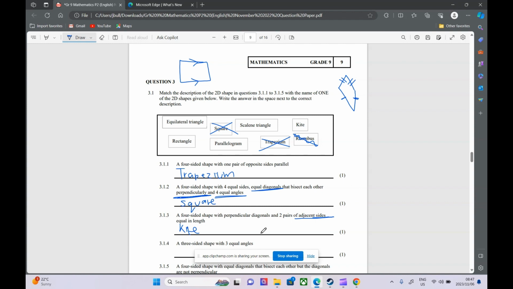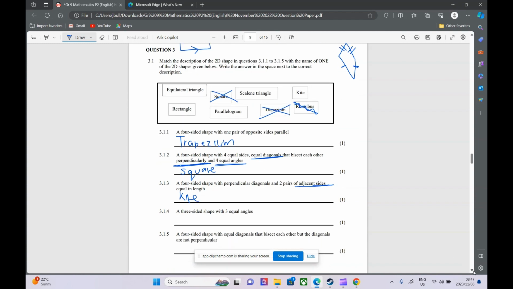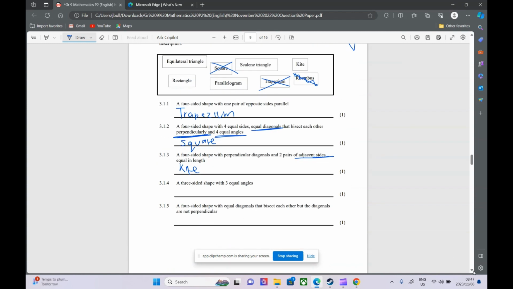Next up, we've got a 3-sided shape, so we immediately know that's a triangle, with 3 equal angles. The clue is the equal here, so that is an equilateral triangle, because all the angles in an equilateral triangle are 60 degrees, so they're all equal. And then finally, a 4-sided shape with equal diagonals that bisect each other, but the diagonals are not perpendicular. Your clue for that is that in a square and a rhombus, they are perpendicular. So the only other option we have is a rectangle.